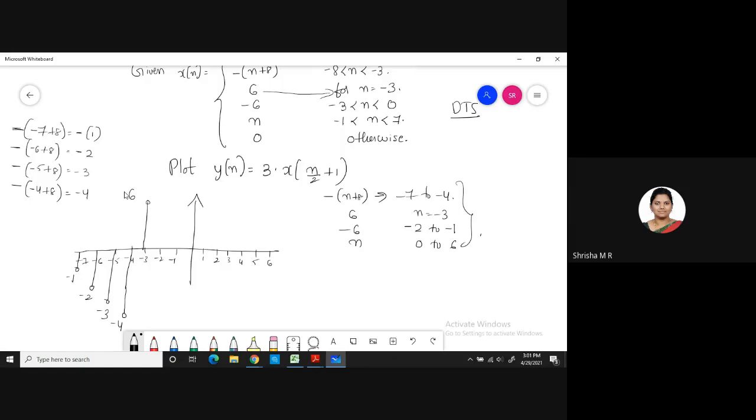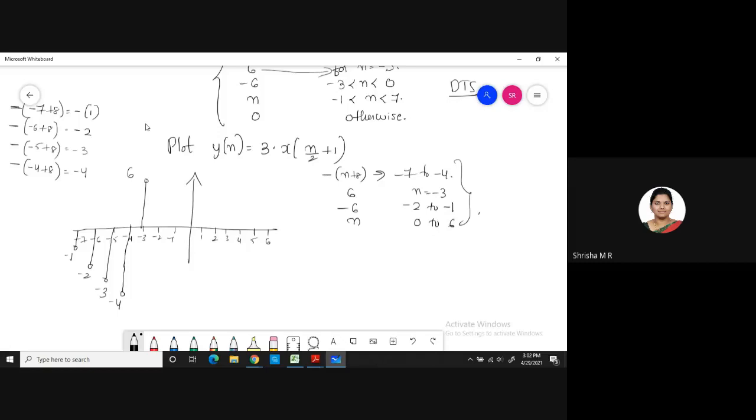Then it is minus 6 for n between minus 3 and 0. So what they are telling you? n is greater than minus 3 and less than 0. That is, the range of values between these two are minus 2 and minus 1. So for minus 2 and minus 1, the amplitude is minus 6. Okay. Minus 6 and minus 6 for these two.